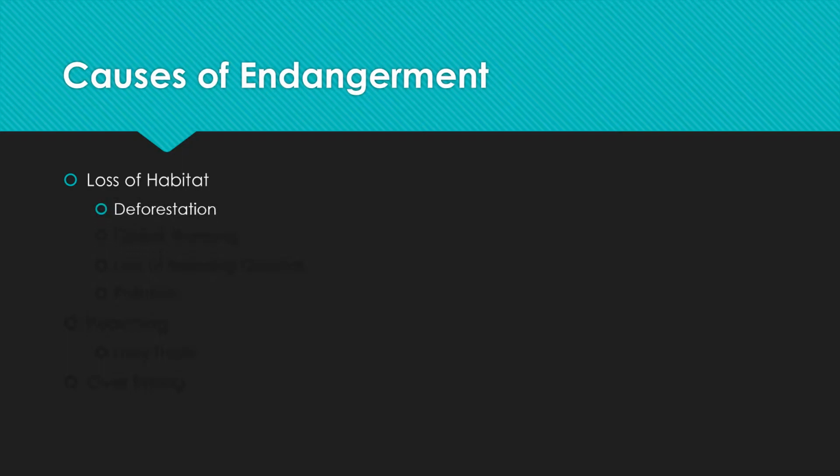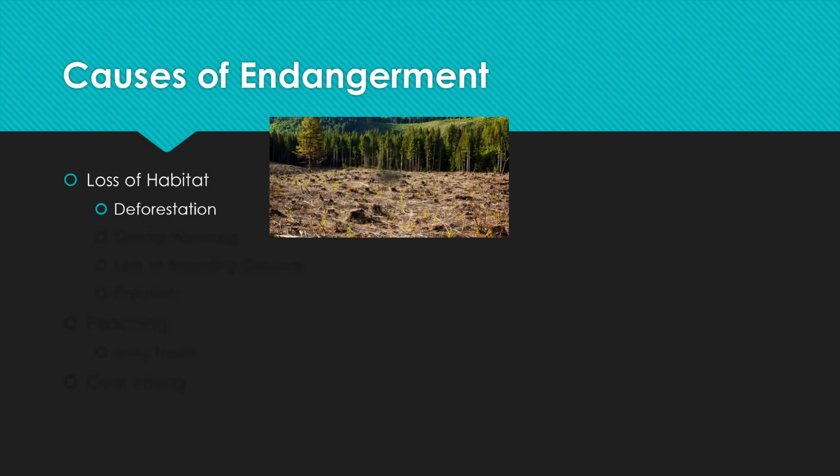Deforestation affects multiple species, but has the greatest effect on those who inhabit the Amazon rainforest. 17% of the rainforest has been lost in the last 50 years. A giant panda is a species that is endangered because of deforestation in China.